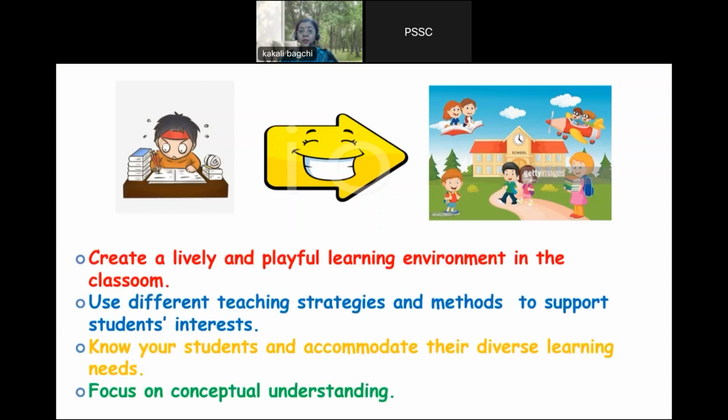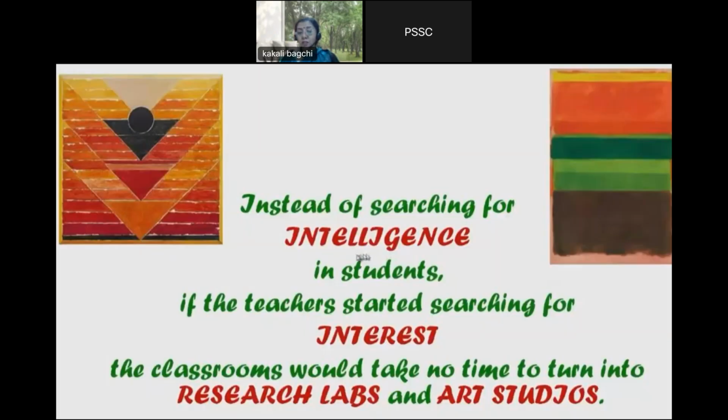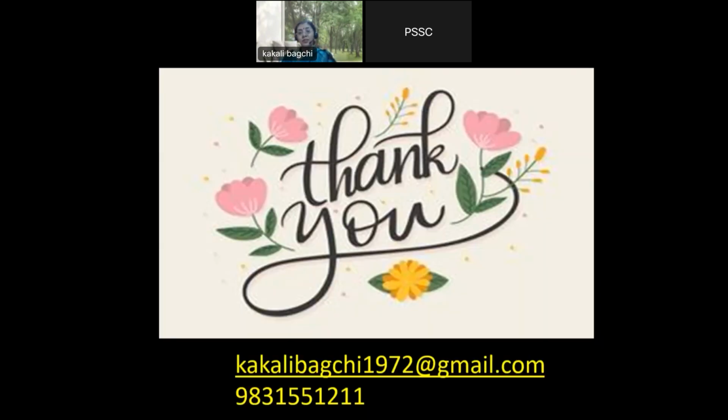So dear friends, instead of searching for intelligence in students, if teachers started teaching interest, classrooms would take no time to turn into research laboratories and art studios.